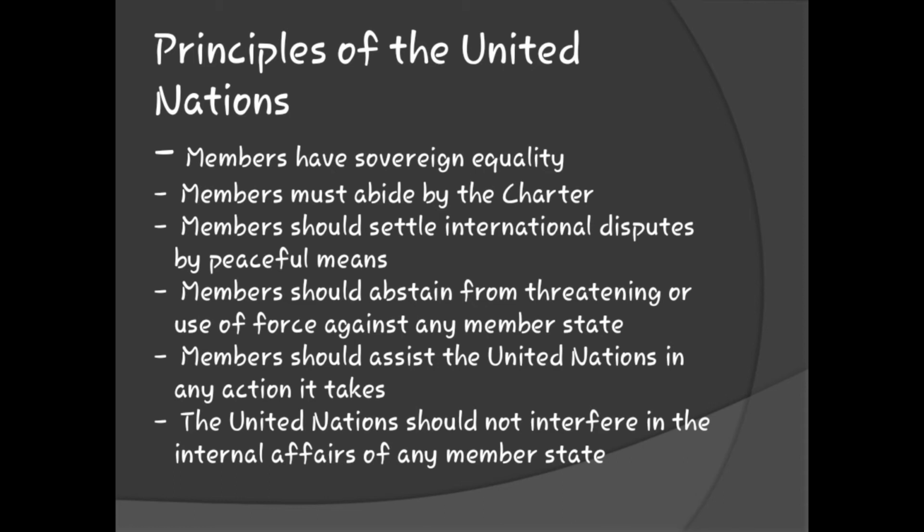Members should abstain, that is, choose not to have, any threatening or use of force against any member state. Members should assist the United Nations in any action that it takes, that is, give cooperation, and the United Nations should not interfere in any of the internal affairs of a member state.